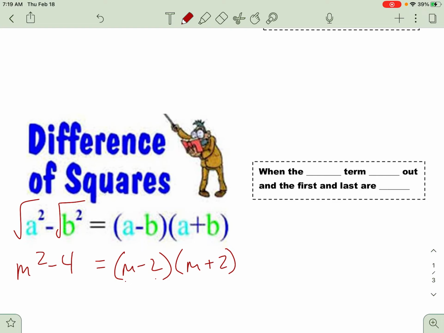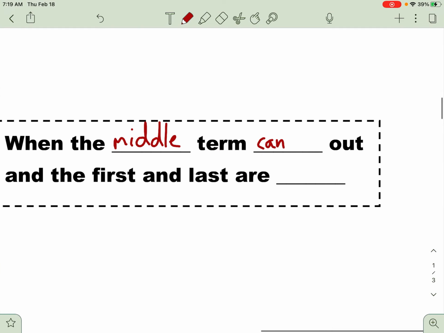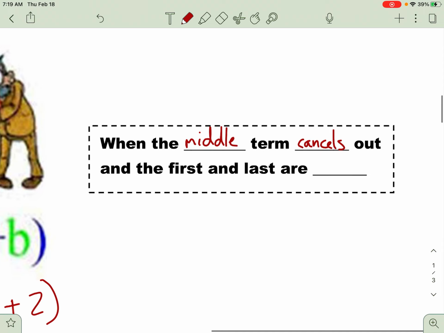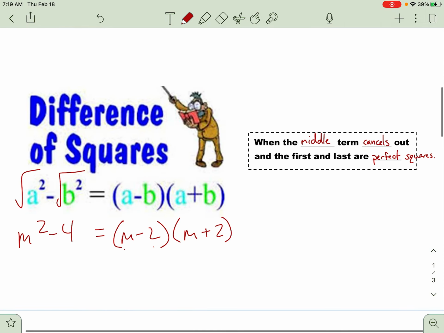Okay, so that's when the middle term cancels out, and the first and last are perfect squares. Okay, that's what they mean by that. So when the middle term cancels out, there's no middle term, and the first and last terms are perfect squares, you have what's called the difference of squares.